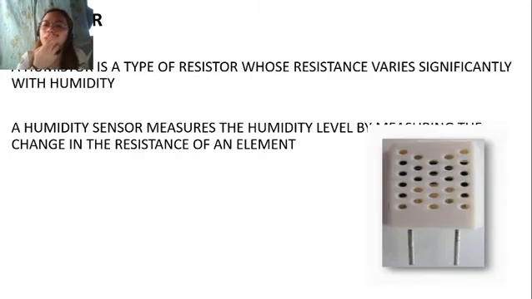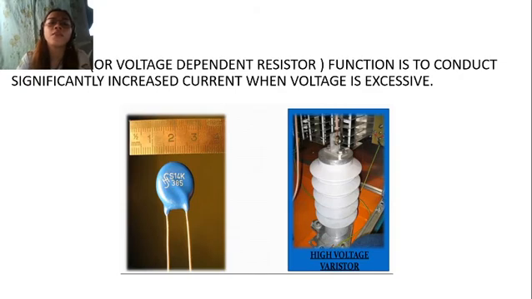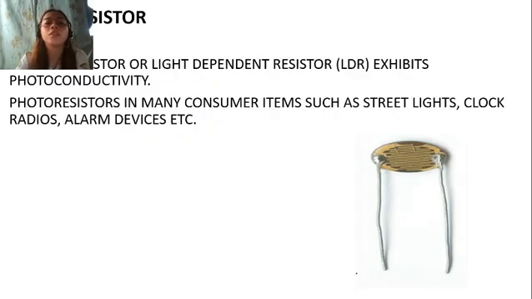Humistor. Humistor naman, resistance varies significantly with humidity. So, a humidity sensor measures the humidity level by measuring the change in the resistance of an element. Then, varistor, voltage dependent resistor, its function is to conduct significantly increased current when voltage is excessive. Photoresistor or light-dependent resistors exhibits photoconductivity. Photoresistors are used in many consumer items such as street lights, clock radios, alarm devices, and etc.